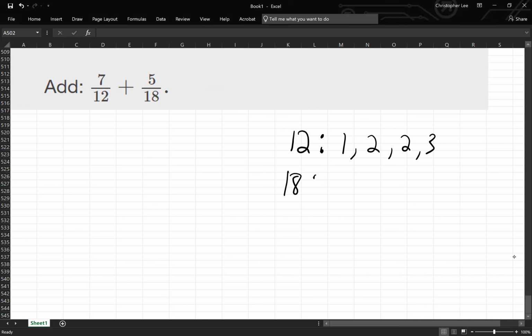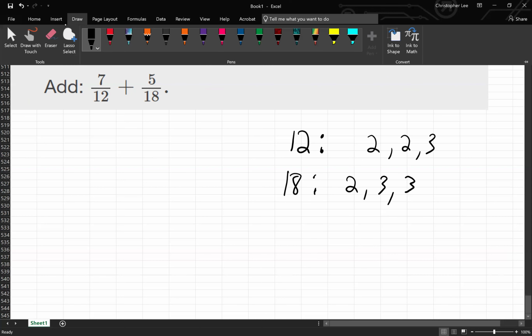How about 18? I want the numbers that multiply to give me 18. So I'm thinking of 2, 3, and 3. Let me erase this one. I don't need that, right? Because 18 is just 9 times 2, or 2 times 3 times 3. These are the prime numbers, right?